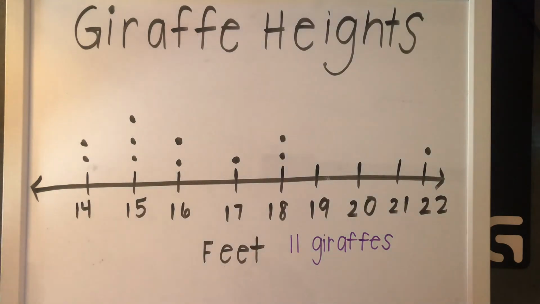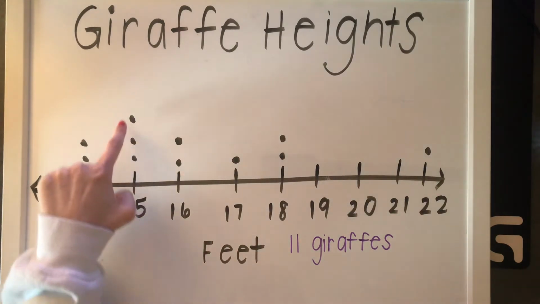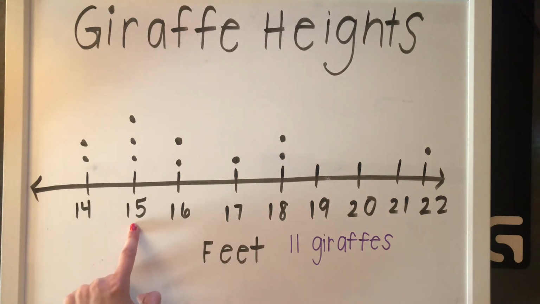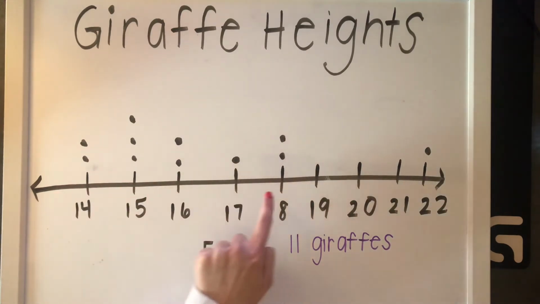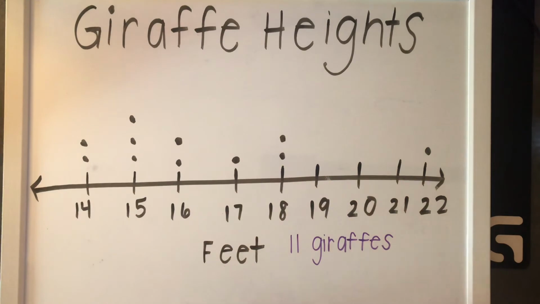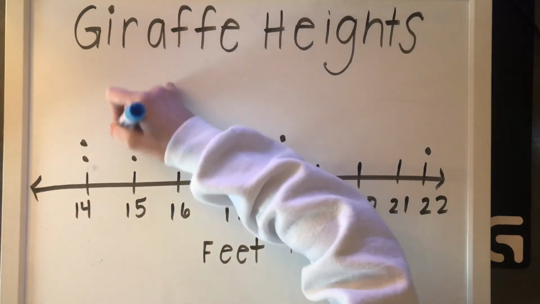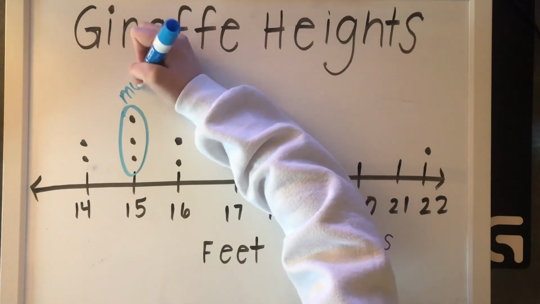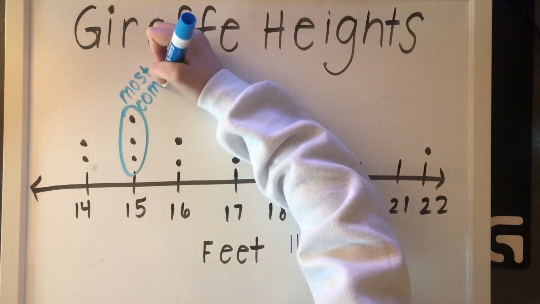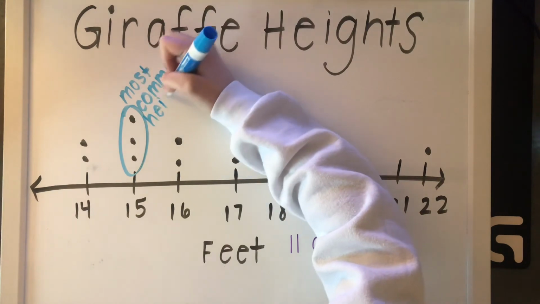Another question that you could be asked is what is the most common in the group, or the most common height? Most common means that it shows up the most amount of times. So you're looking for which height has the most dots, the most giraffes plotted above it. So if we look, 15 feet has 3 dots above it, meaning there's 3 giraffes that are 15 feet tall. None of the other numbers have more than 3 dots, or in this case 3 giraffes. So I know that 15 feet is the most common height in this line plot.